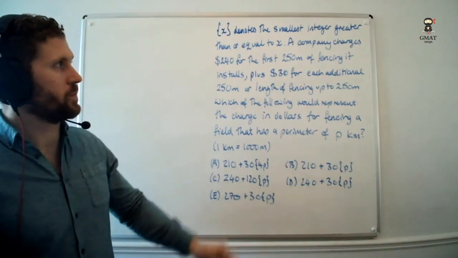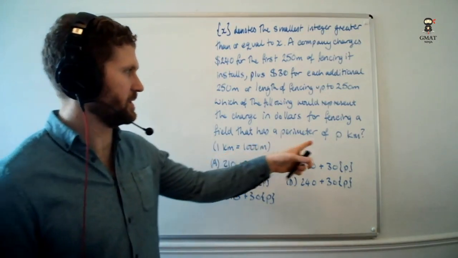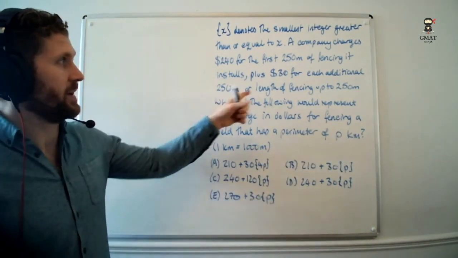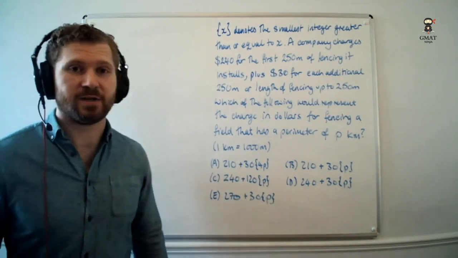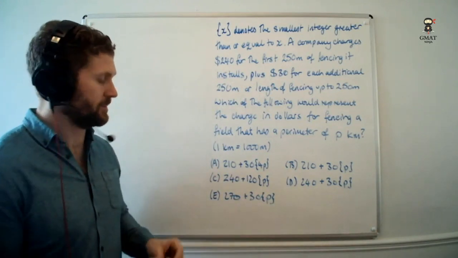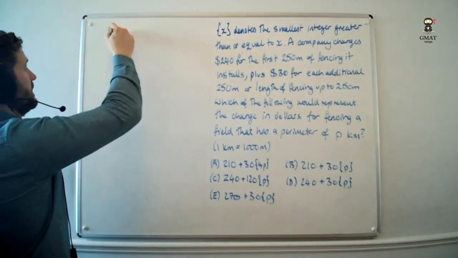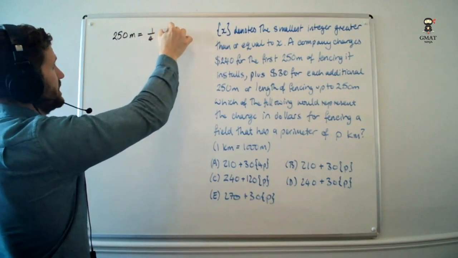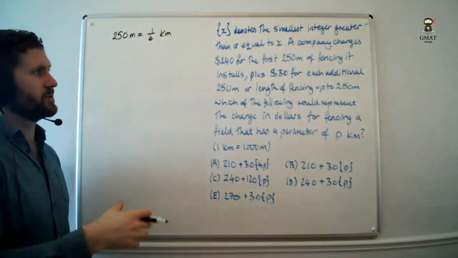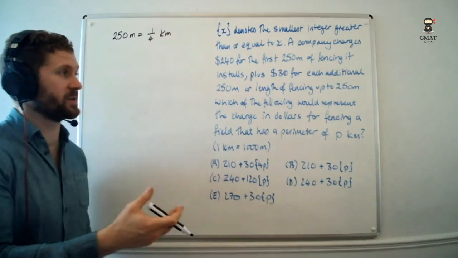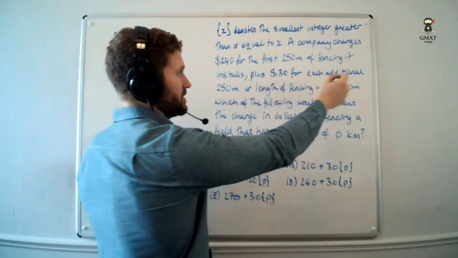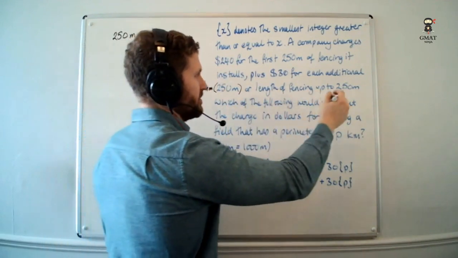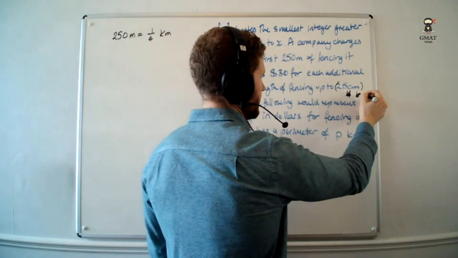So what we can say is that I'm fencing a field that's got a perimeter of p kilometers, but my fencing charges are all in units of 250 meters. So what we could say to begin with is 250 meters is equal to a quarter of a kilometer. So I'm going to pay $30 for each quarter of a kilometer, or each additional $30 for each additional quarter of a kilometer or length of fencing up to a quarter of a kilometer.